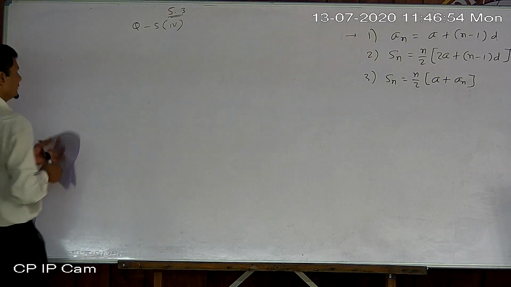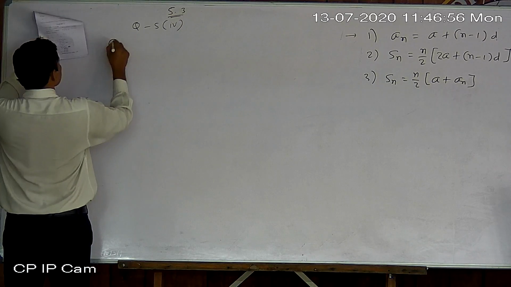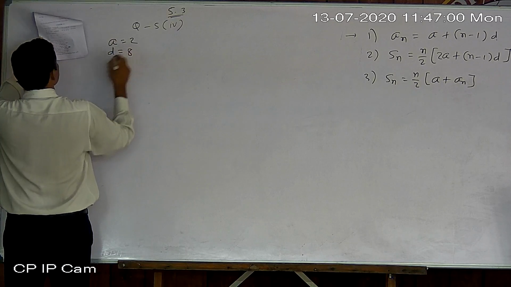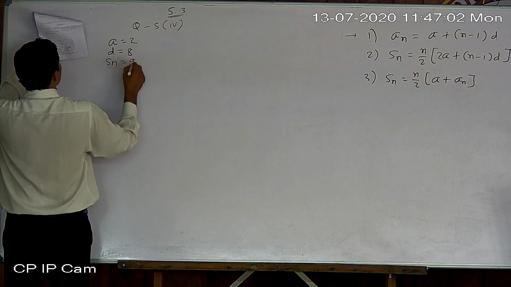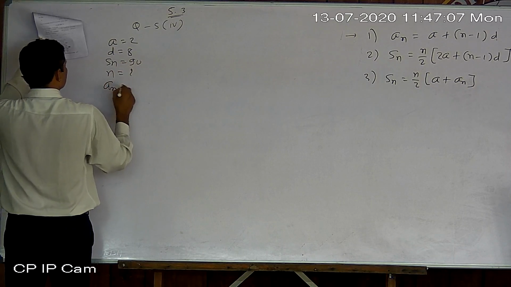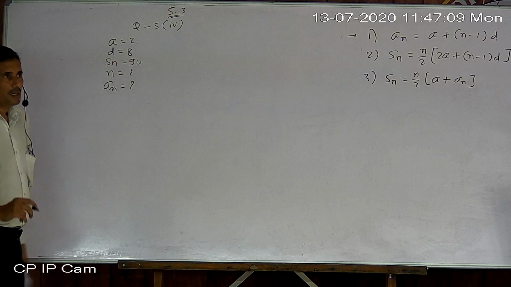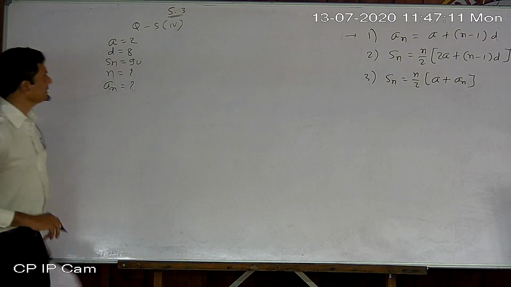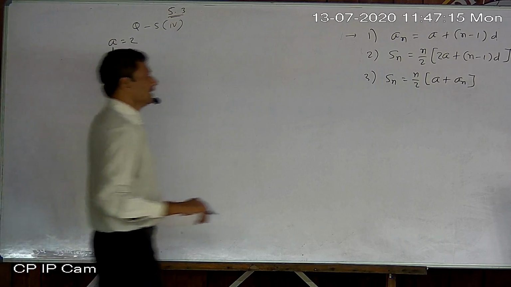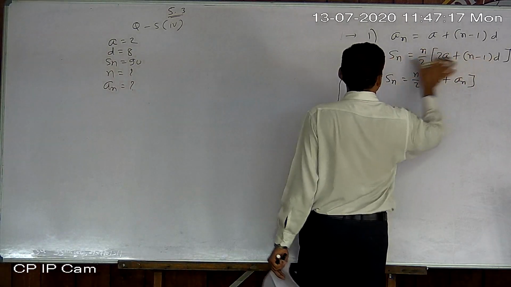Given: d is 8, Sn equal to 90, and we have to find n and An. Now it is very obvious that the second formula is applicable here, because from the second one, except n, everything is given.